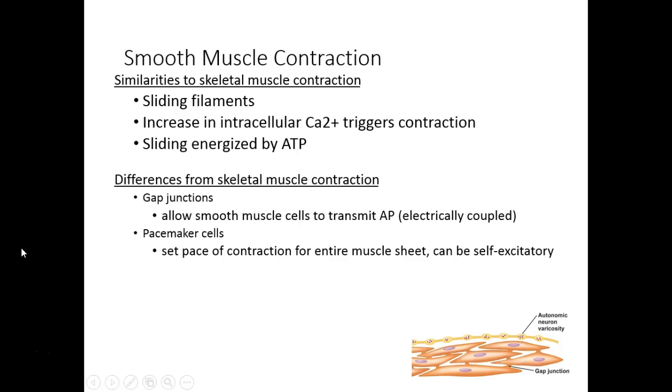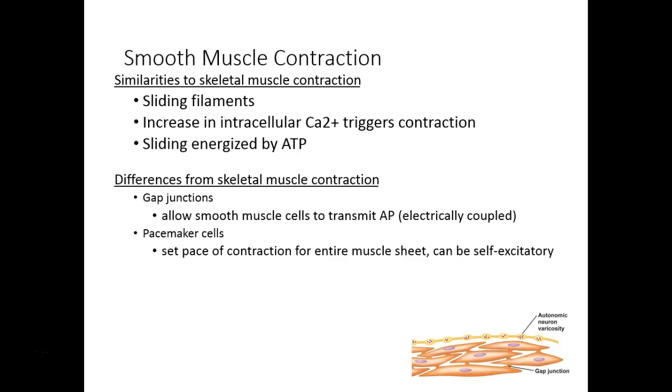Smooth muscle contraction does have a few things in common with skeletal muscle contraction in that we have the normal sliding filaments, the actin and the myosin. We have the increase in the calcium inside the cells that is going to trigger that contraction, and we've got to have the good old ATP to provide the energy for those contractions.